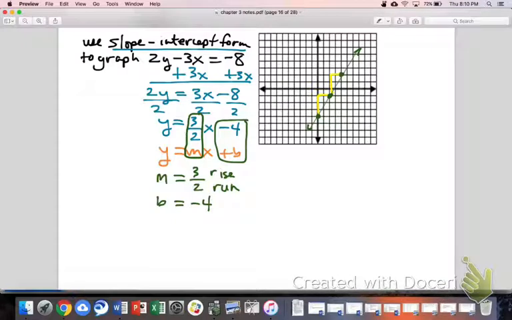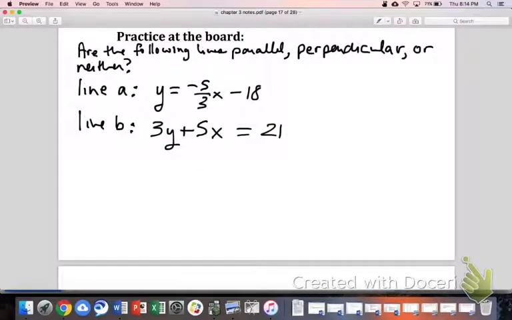All right, so let's read the question together here. Again, please be trying these at the board. If you're at your seat, you need to be working on these at your seat. It says, are the following lines parallel, perpendicular, or neither? Then I'm giving you line A and line B. You can see we've got a couple of different equations here, and we want to decide, again, the question is parallel, perpendicular, or neither. So again, pause the video, give this one a shot, and then watch the solution.